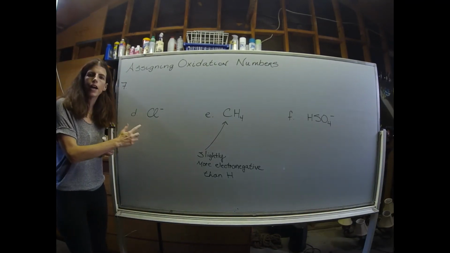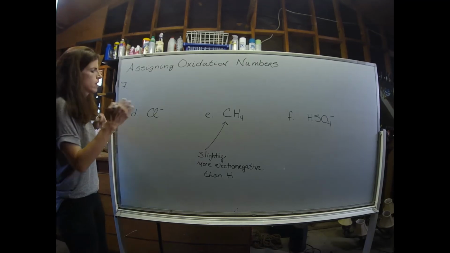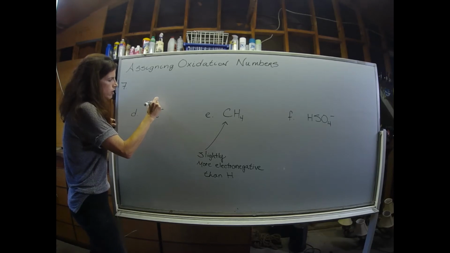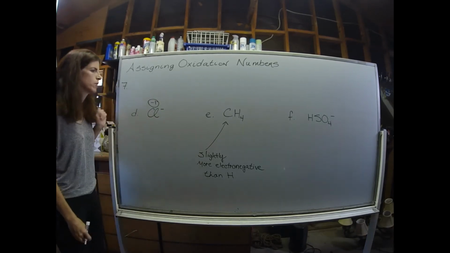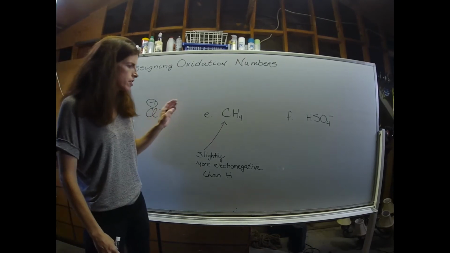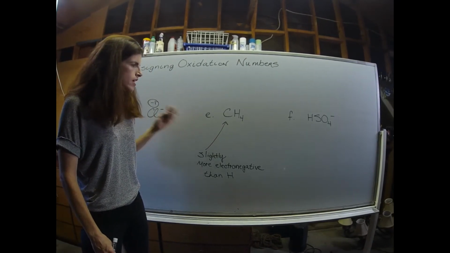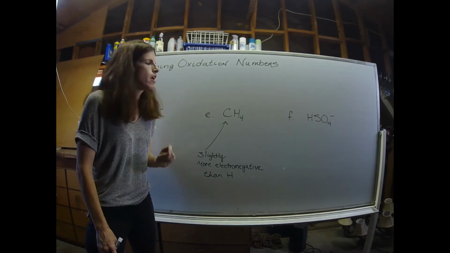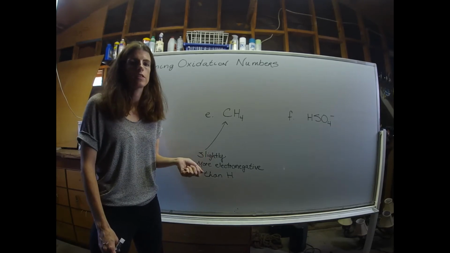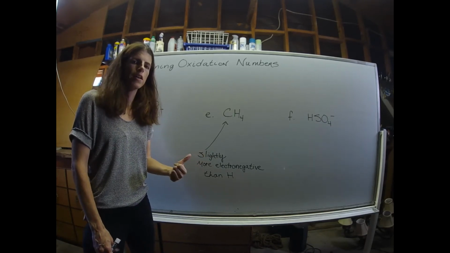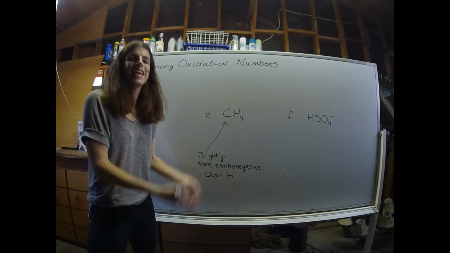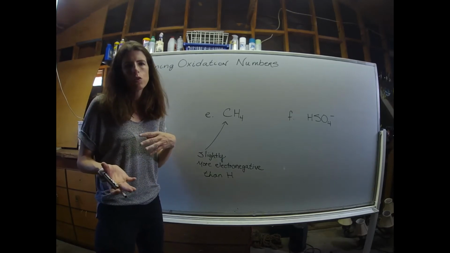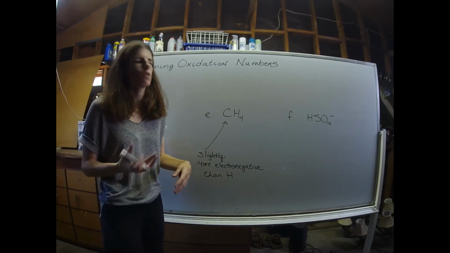So here we have an ion that's composed of a single element. Therefore, the oxidation number is going to equal the charge on that ion. We'll do a -1. For methane, or CH4, it's important to remember that the carbon is a little bit more electronegative than hydrogen. Hydrogen has 3 possibilities for its oxidation number. It can do a +1, it can lose its only electron, it can gain an electron and do a -1, or if it's hydrogen gas, we'll see hydrogen having an oxidation number of 0.